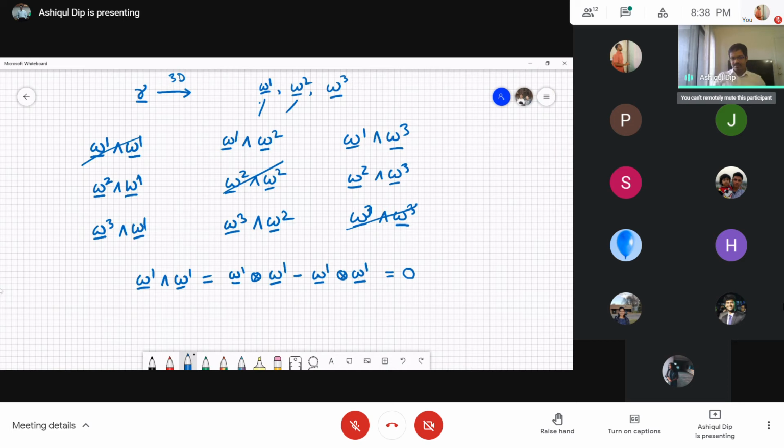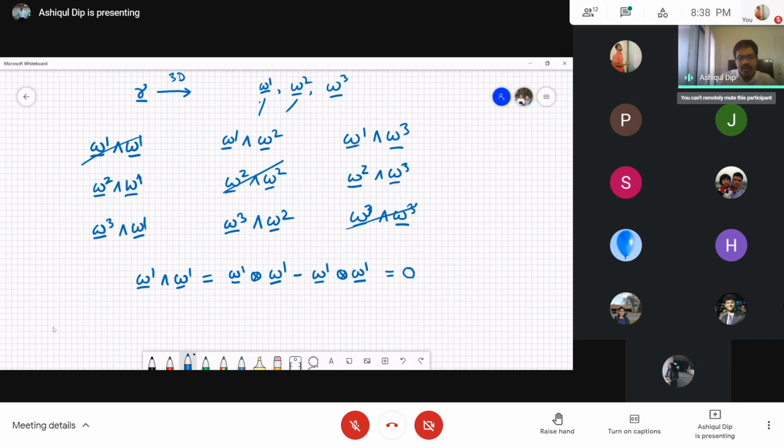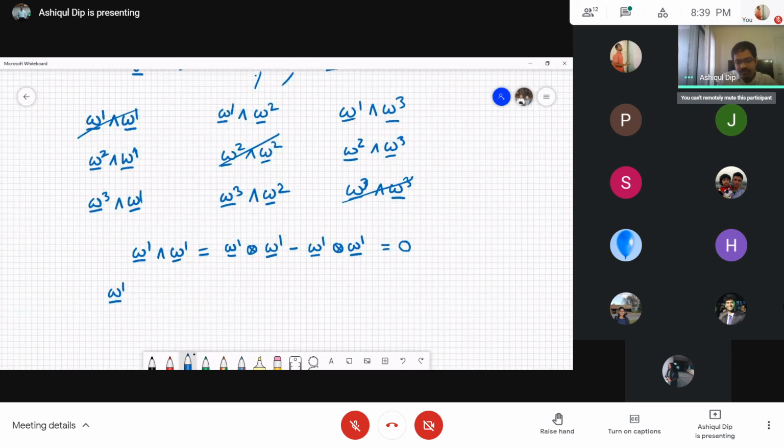Now let's evaluate omega 1 wedge omega 2. How can I evaluate that? Actually, I cannot evaluate it. It doesn't have a value, but we can expand it in terms of direct products, right? Omega 1 times omega 2 minus omega 2 times omega 1. That's what I can write.